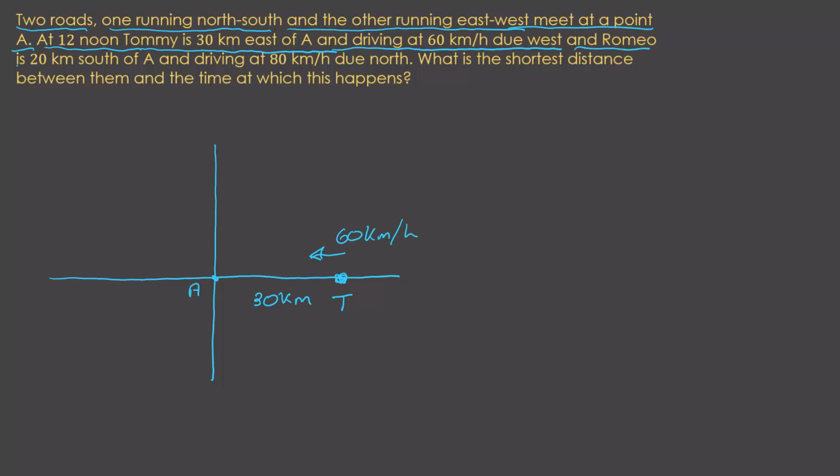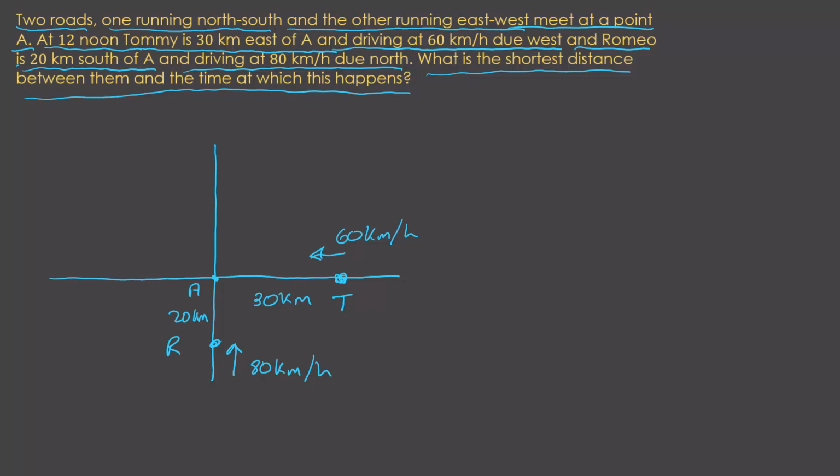Romeo is 20 kilometers south of A. So Romeo is here and driving at 80 kilometers per hour due north. So he is going this way at 80 kilometers per hour. What is the shortest distance between them and the time at which this happens?